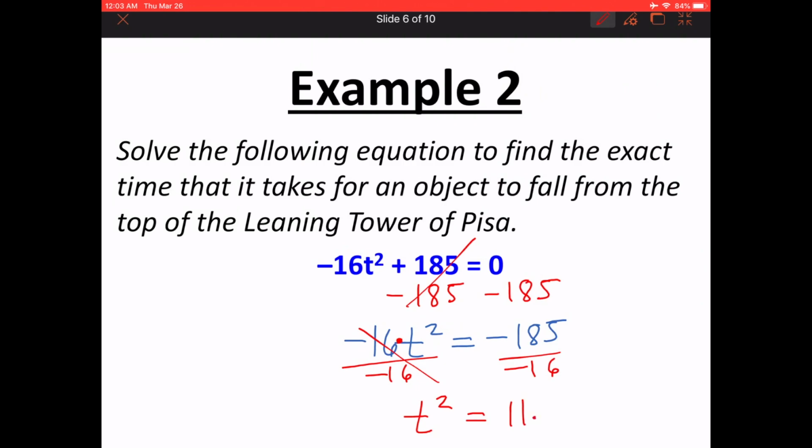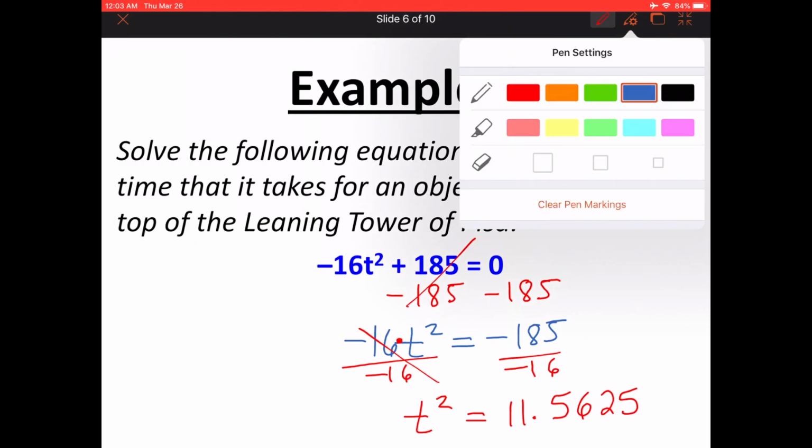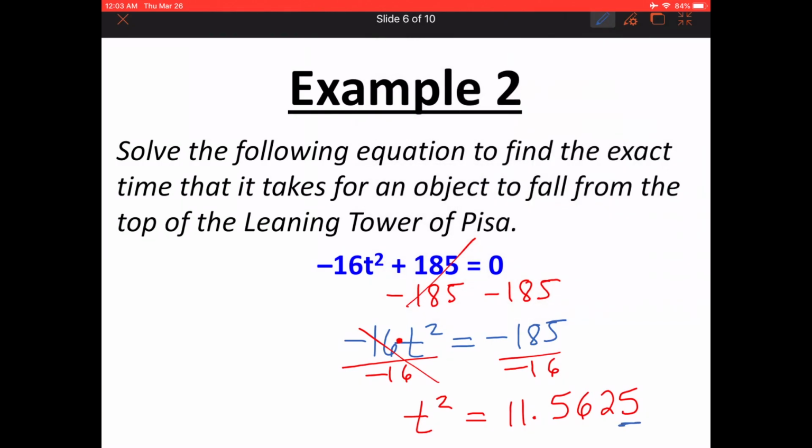equals 11.5625. And that decimal terminates after those 4. So if you have a decimal that does terminate, write it all the way out, okay? If the decimal ends, put all 4 of those digits, that way you have them. Don't round until your very final step. So now that I have that, I still need to get my t alone.